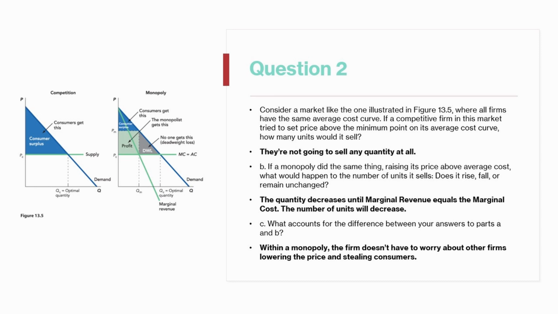However, if a monopoly did the same thing, their quantity is going to decrease until marginal revenue equals marginal cost. Their number of units will decrease. And in Part C we're asked, what's the difference? Well, a monopoly doesn't have to worry about other firms lowering their price and stealing consumers. They are the ones in charge, determining the future of this industry, so they can raise or lower the price however they want.